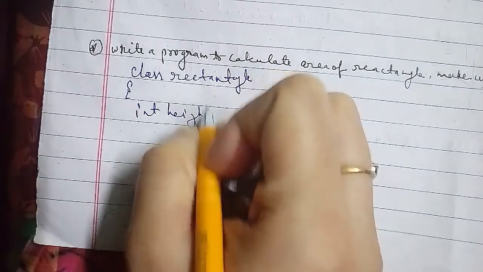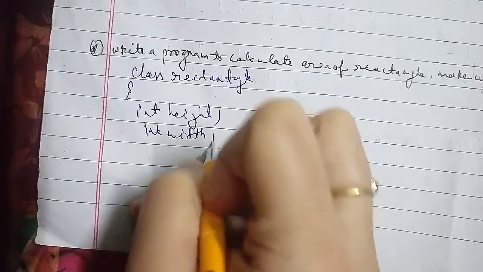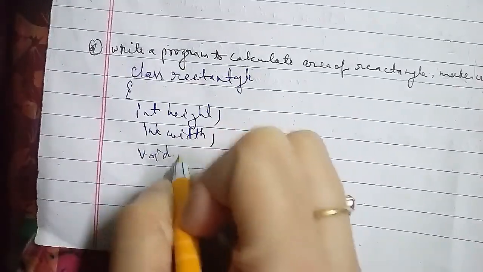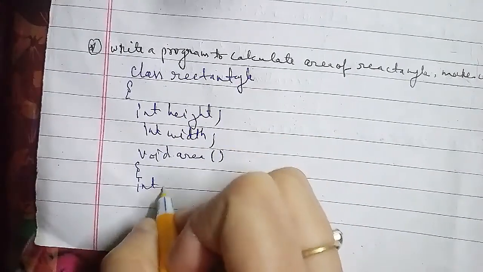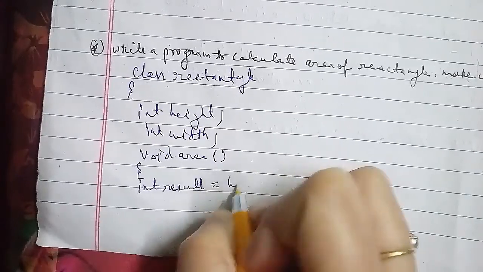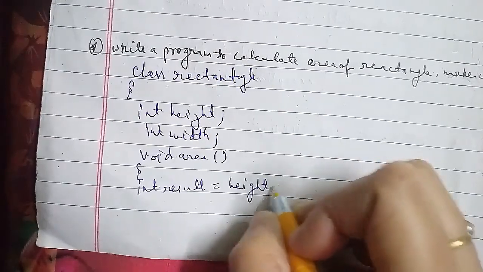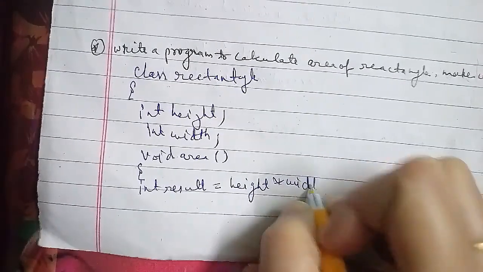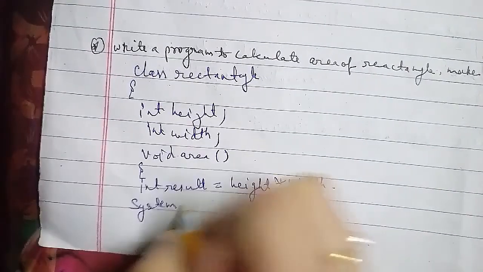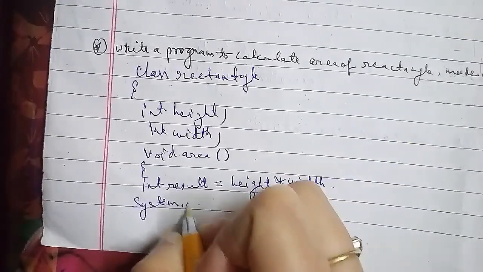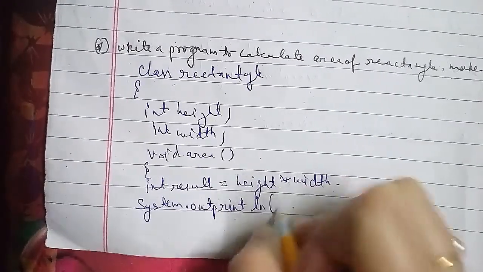The area of a rectangle is length into breadth, so that we have represented here. In Java, what we use to print is System.out.println, then the area is in double inverted commas, plus %. Okay, then after that closing inverted comma. Then after that we'll close the braces here.